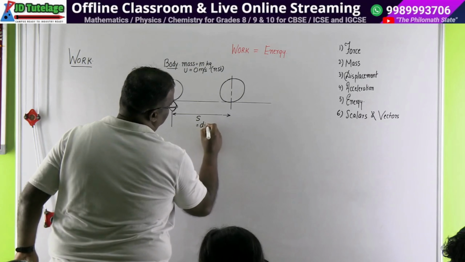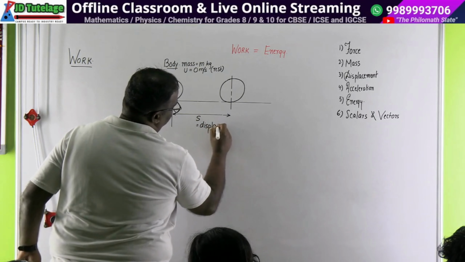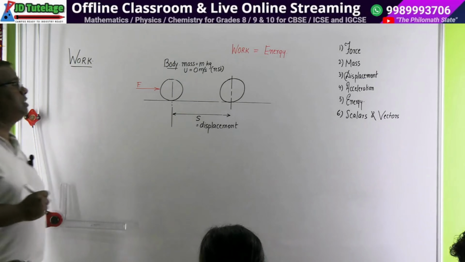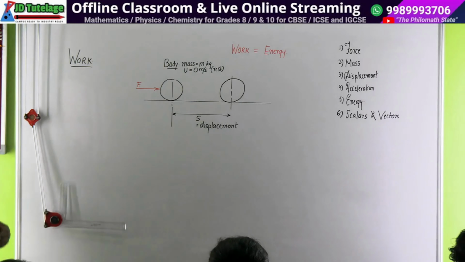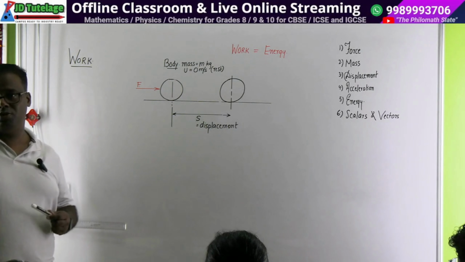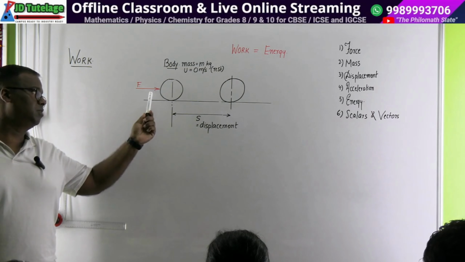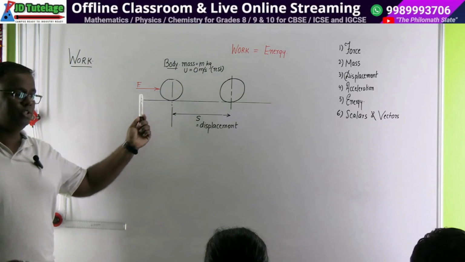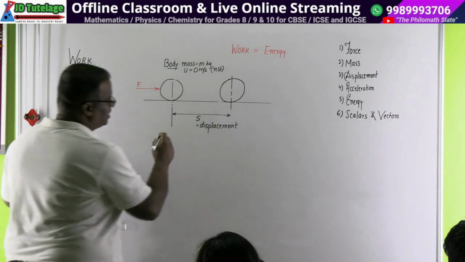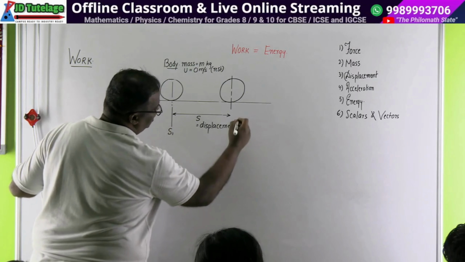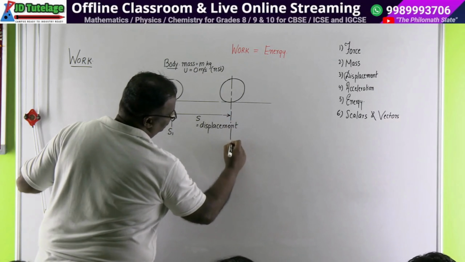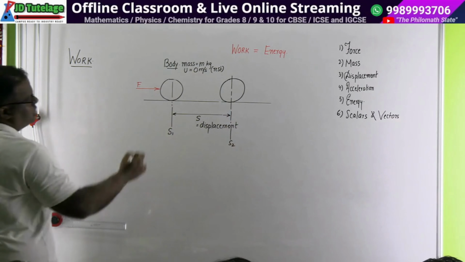Sanvi madam, writing is clear and legible today? Yes. Okay, S is the displacement. So what is the story? There is a body of mass m, and the body is initially at rest, and the body is acted upon by a force, and due to the action of the force the body gets displaced to another position. So we can say that this is the initial position S1 and this is the final position S2 of the body. Okay, so this is the displacement.